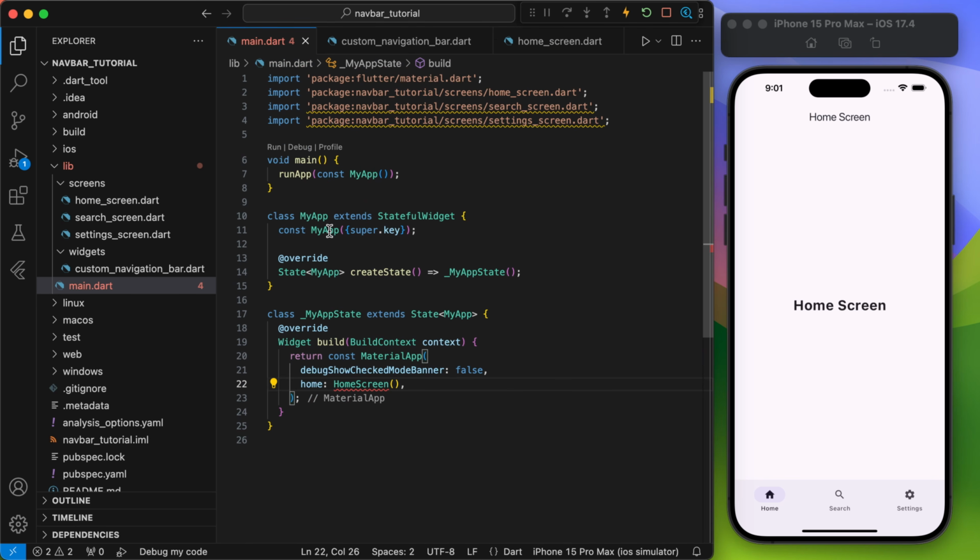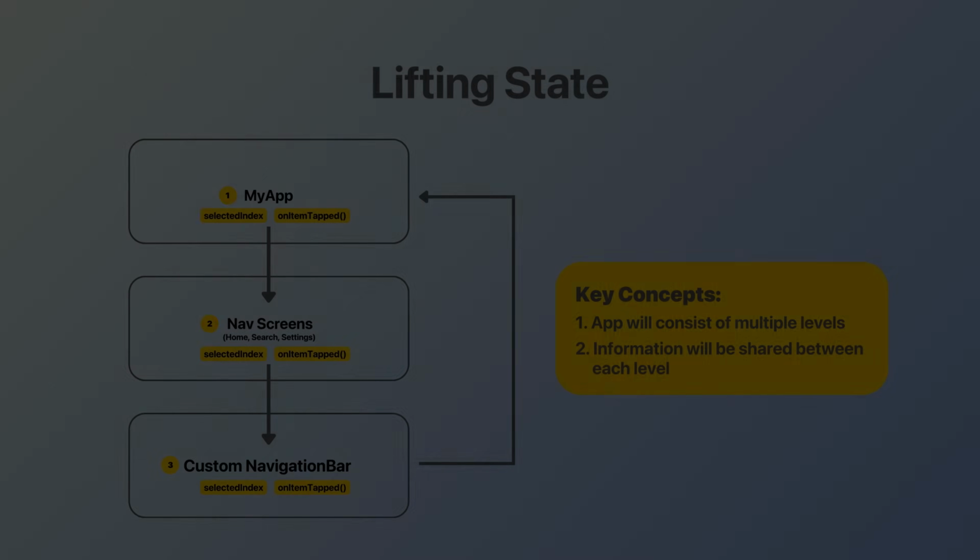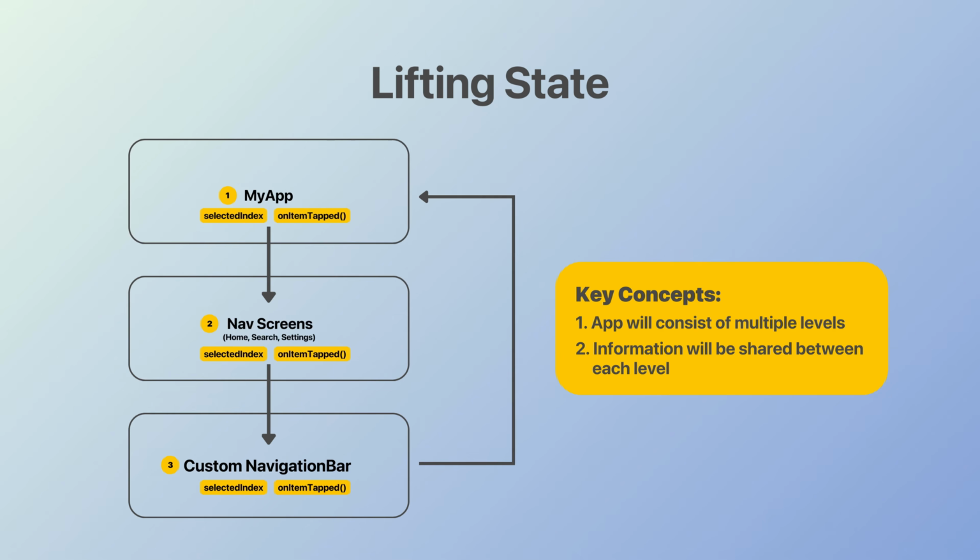Okay, we're back in the main.dart file. Now, this is where everything will come together and start to make sense. At the lowest level of our app, we have the custom navigation bar, which receives values for selected index, and the on item tapped callback from the nav screens, which sit one level above. That is, the home screen, the search screen, or the settings screen. And in turn, these nav screens also need to receive these same values from one level above, which is the top level of our app, the My App class.